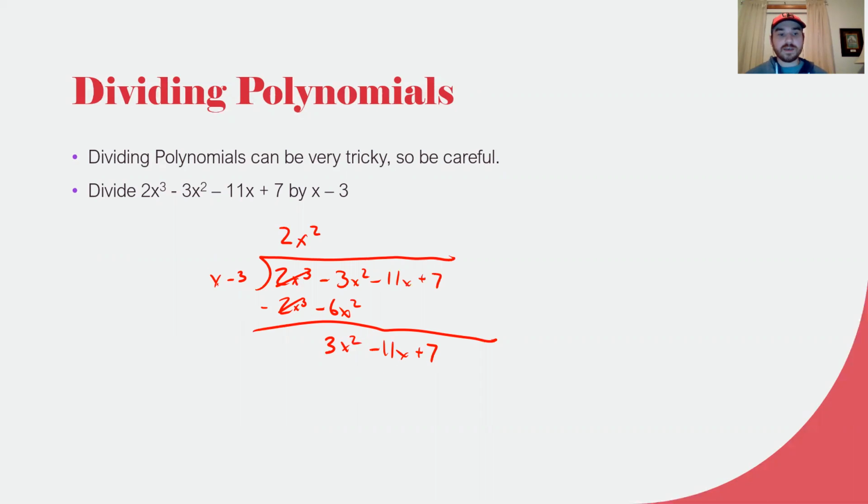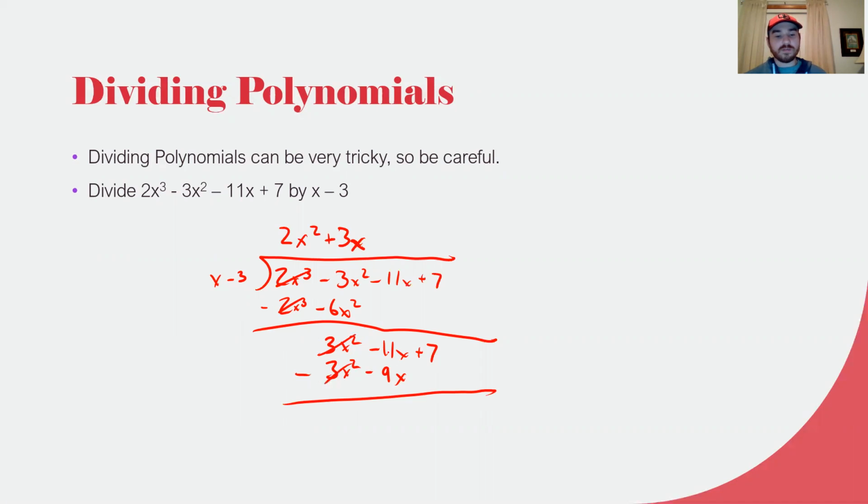Now we need to do the same thing. How many times does x minus 3 go into 3x squared? The answer to that is 3x. When we multiply that out, we get 3x squared minus 9x. Which once again, we subtract.